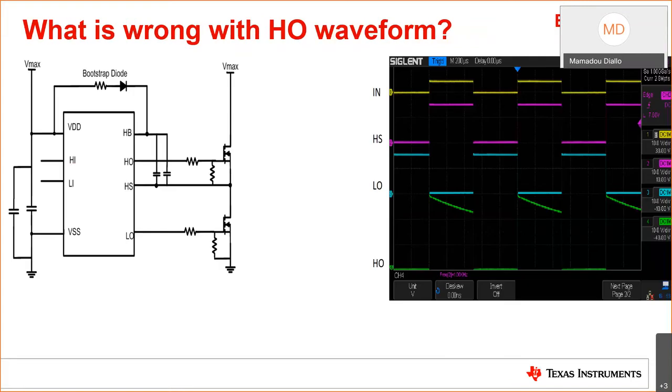On to our next issue here. This next issue shows another waveform of a half-bridge configuration where channel 1 in yellow is the high side input, channel 2, the switch node in red, channel 3 in blue is the low side output, and channel 4 captures the high side output HO. What could be wrong with the HO waveform? Please take a moment to think of an answer.